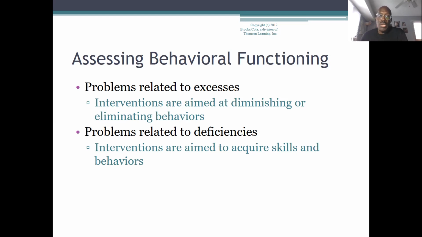Because if you're washing your hands 30, 40, 50, 60 times a day, then it's not going to leave a lot of time to actually do other meaningful pieces of work. And so when we look at behavioral functioning, that would be outside of the norms, quote unquote. And we would need to look at what types of interventions could help get that to a much more reasonable degree of functioning, as well as problems related to deficiencies. So interventions that are aimed at acquiring skills to address behavior.